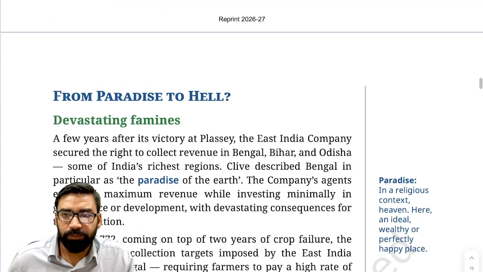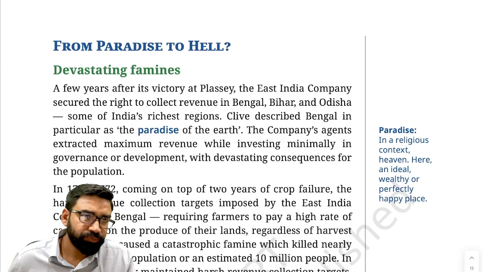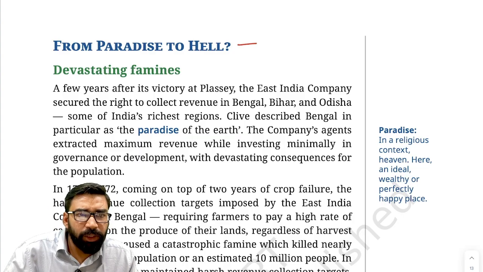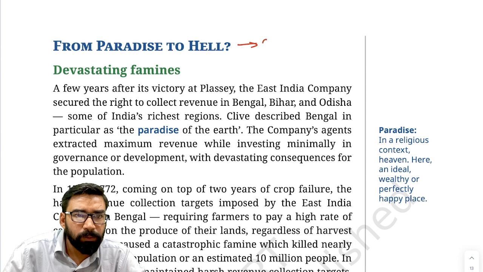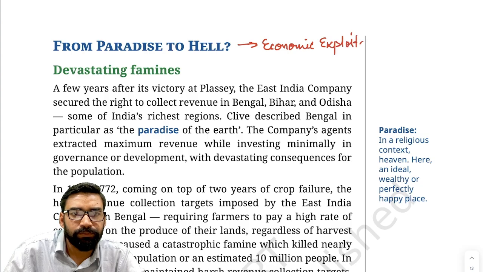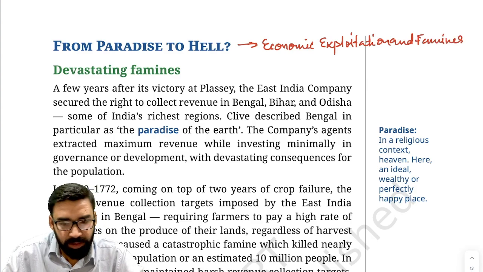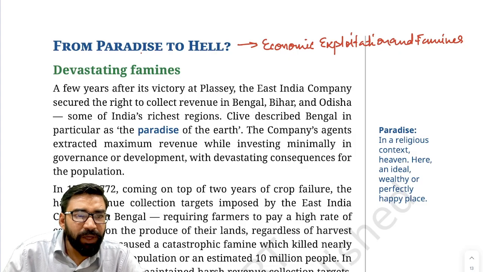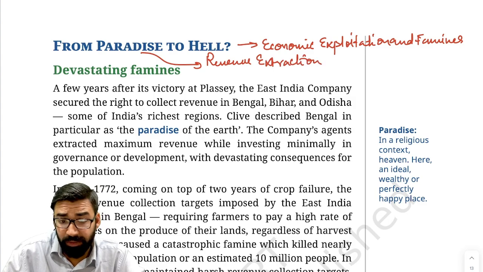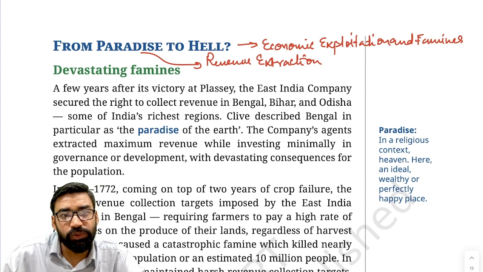Now next is from paradise to hell. It is related to economic exploitation and famines. Now, revenue extraction. This revenue extraction was actually related to paradise to hell.